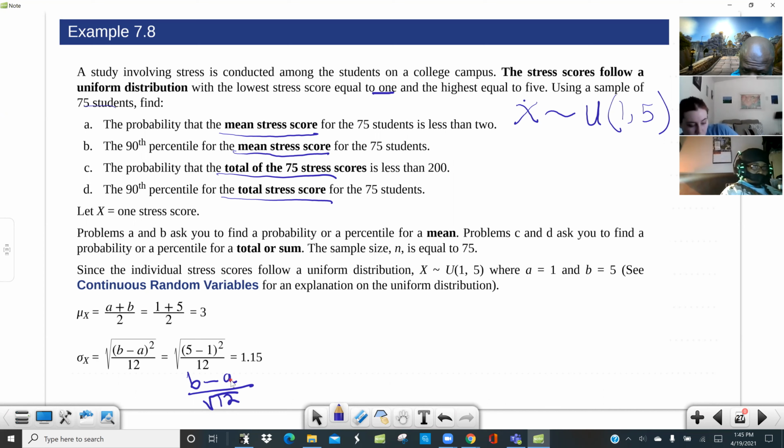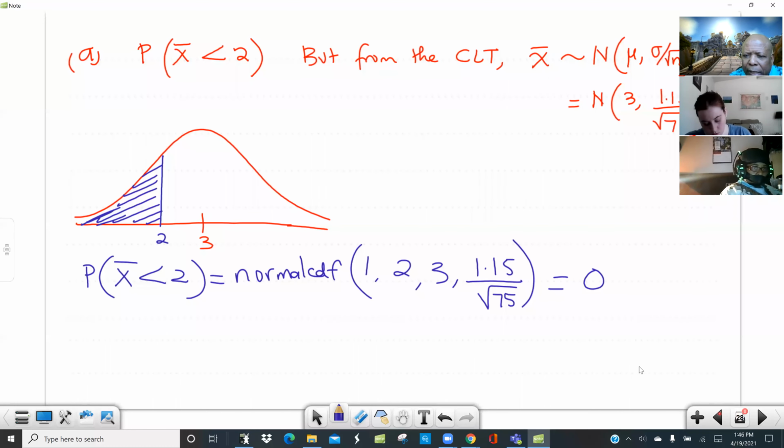Now, this is the mean of the population. This is the standard deviation of the population. But part A is asking for the probability that the averages are less than 2. So this is what you're talking about here. Find the probability that the sample mean is less than 2. But from the central limit theorem, the means follow a normal distribution with mean mu and standard deviation sigma over root n.